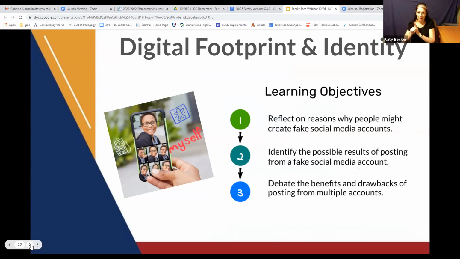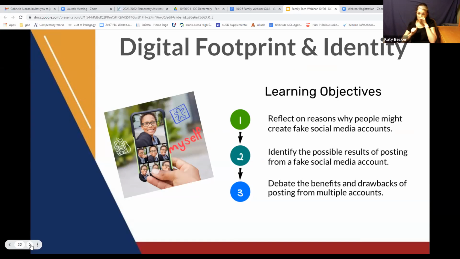Now let's go ahead and compare that to a lesson taught to our sixth graders. The learning objectives for our sixth graders within the digital footprint and identity lessons focus on reflecting on reasons why people create fake social media accounts, identifying possible results for posting things on a fake social media account, and then debating the benefits and the drawbacks of posting things on multiple accounts.